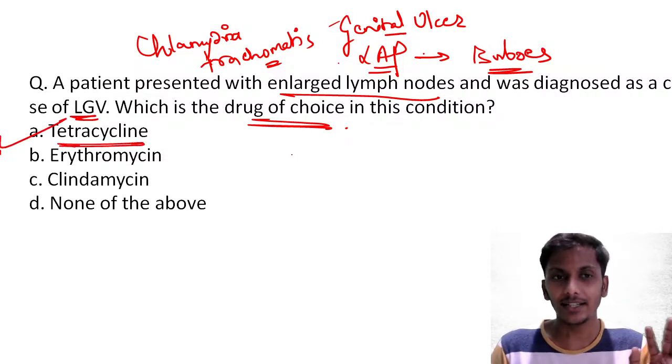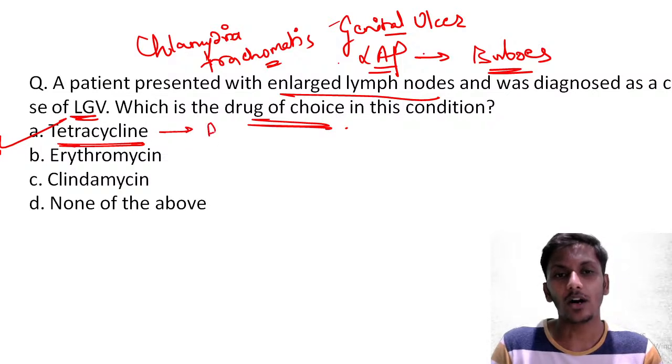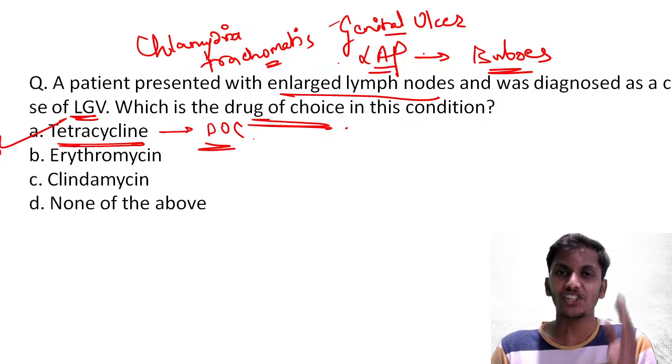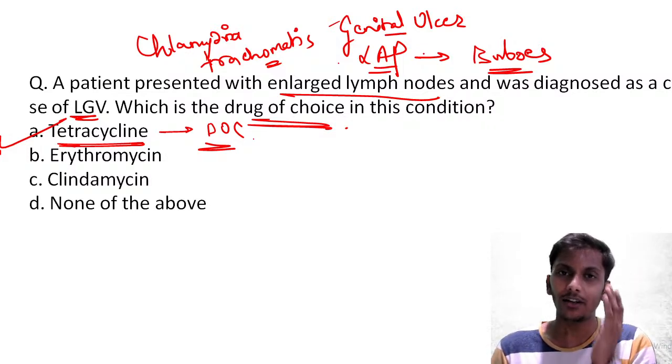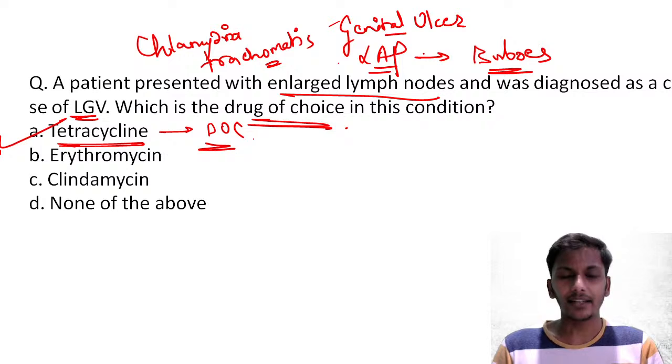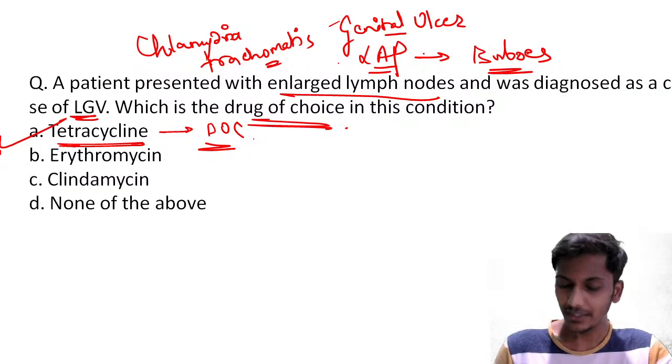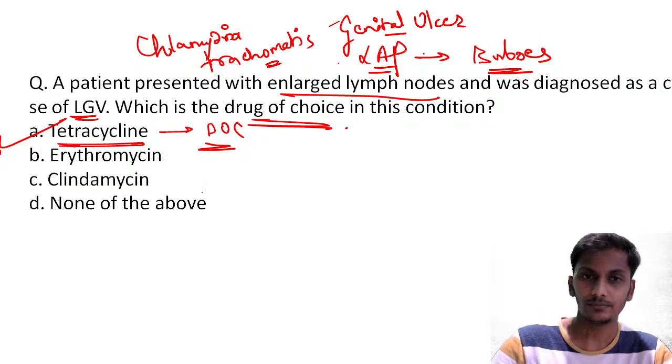We have already discussed the drug of choice for LGV is what? The drug of choice for LGV is tetracycline. Okay, CLAP. Okay, chancroid. C for chancroid. L for tetracycline. Sorry, L for Legionella. Okay, A for atypical pneumonia. So please remember, tetracycline is the answer over here.